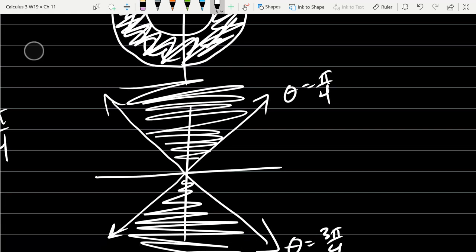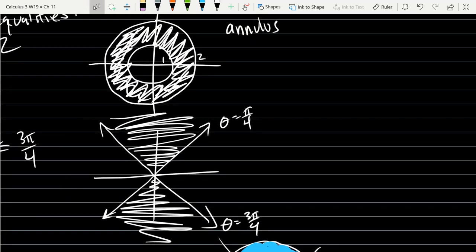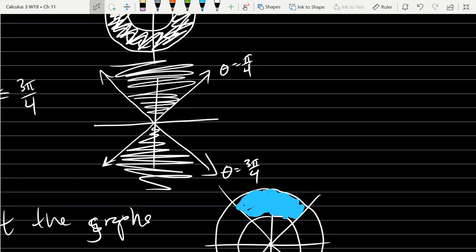I don't know what that second shape is called. That's not really a shape, or not really has a name. Sideways bow tie. Sounds good. The infinite bow tie.